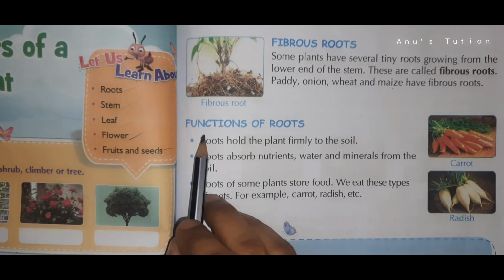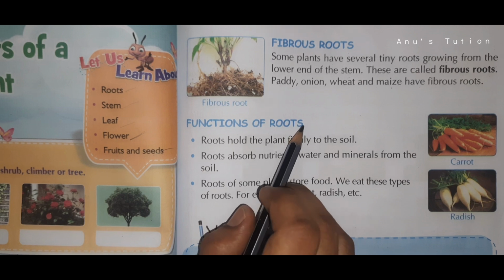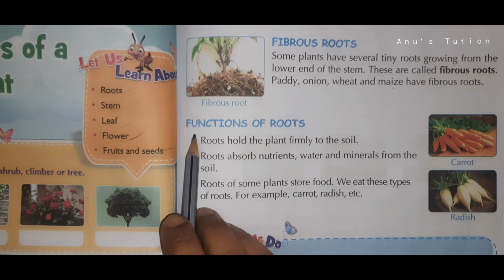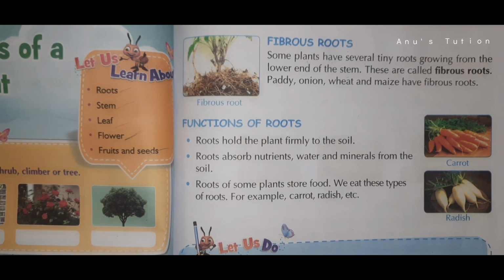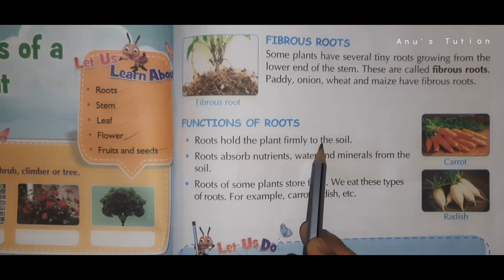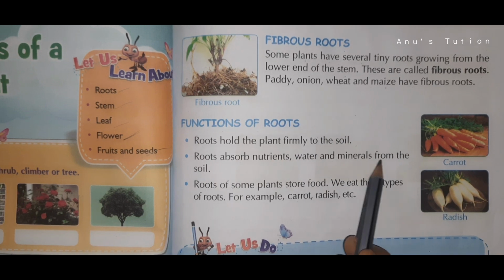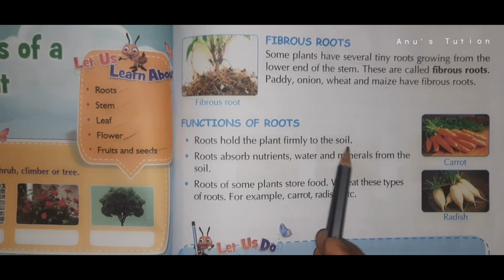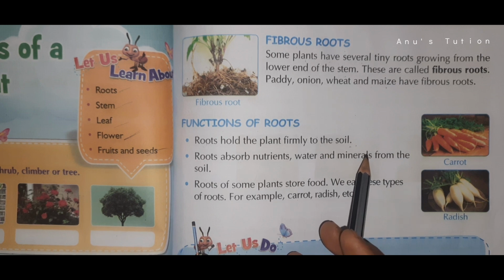Okay, next, functions of roots. Already we completed the topic roots and the types of roots, and next we are going to discuss the functions of roots. Root is nothing but a part of a plant. Roots hold the plant firmly to the soil. Roots absorb nutrients, water and minerals from the soil.